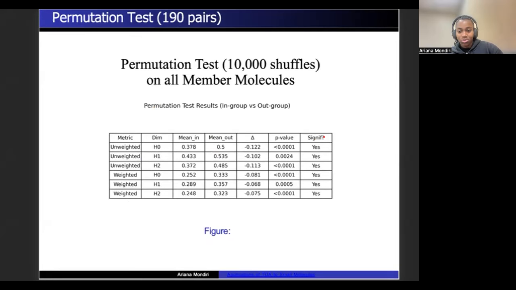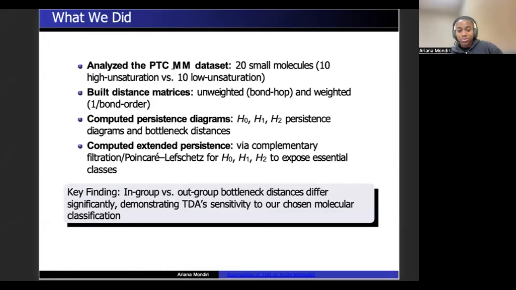And so if we summarize what we did, we analyzed the PTC data sets, then we built our distance matrices, and then we computed the persistence diagrams and then the extended persistence. And the key finding when we look at the visualization, the comparison groups and the permutation test is that the bottleneck distances differ between the small molecules, and that shows that TDA is sensitive to our chosen molecular classification.